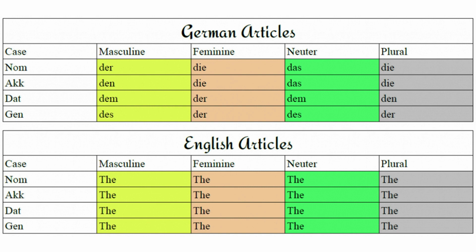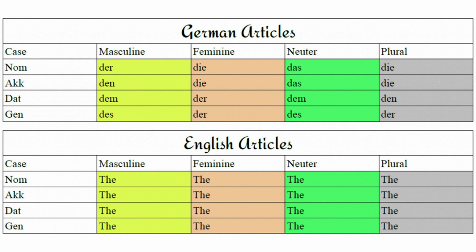The exceptions are: das Sofa. It ends in a, but it is neuter. Das Genie. It is genius. Neuter. Das Abitur. Abitur means A-levels. It is also neuter. Okay.